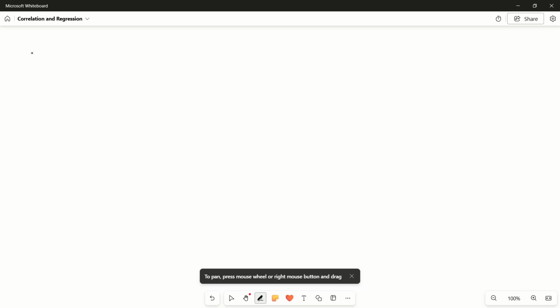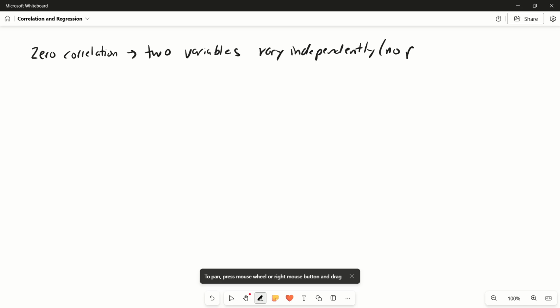So let's go to the zero correlation. That means no correlation. There's just two variables that vary independently of each other. So basically, there's no pattern. So the relationship becomes a zero correlation because variable X does not correspond in any way to variable Y. They don't go in the same direction, they don't go in the opposite direction. They're completely independent of each other. There's no relationship at all.